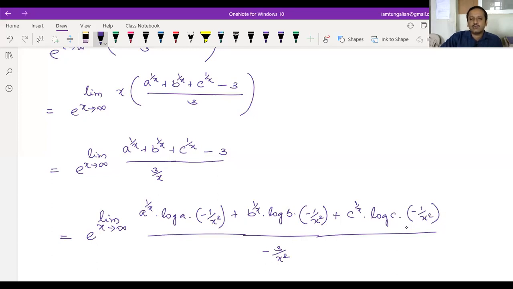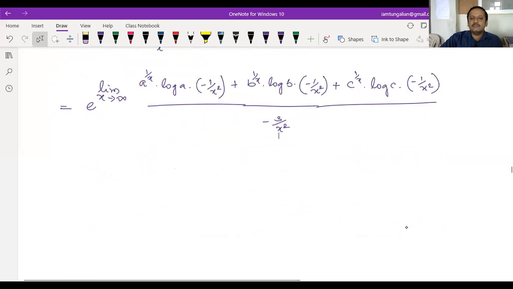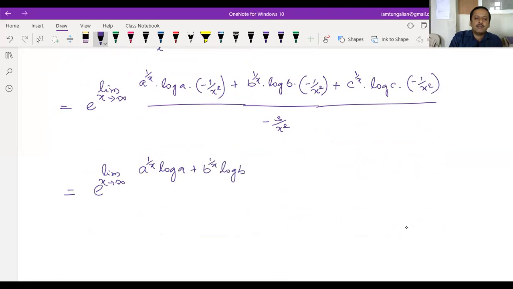So now I will take minus 1 by x square as common, and that gets cancelled. Then we are left with e to the power limit x tends to infinity, a power 1 by x log a plus b power 1 by x log b plus c power 1 by x log c, whole divided by 3. We have cancelled that minus 1 by x square. Now apply the limit as x tends to infinity.